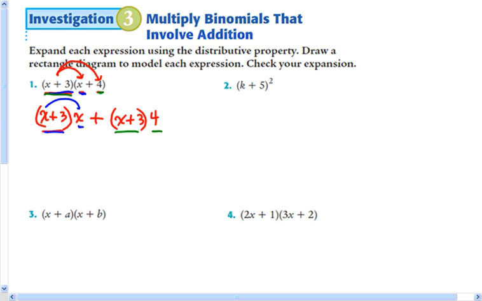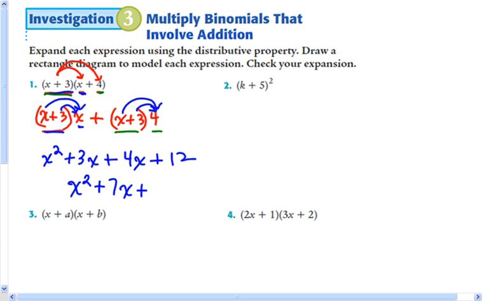So, got to multiply x times x, and that's x squared. Got to multiply 3 times x, and that's 3x. We have to multiply x times 4, and that's 4x. And we have to multiply 3 times 4, and that's 12. Then if I simplify that, I get x squared plus 7x plus 12.